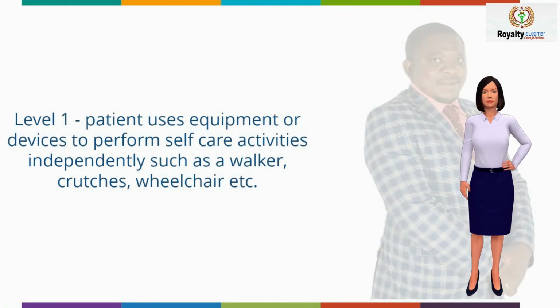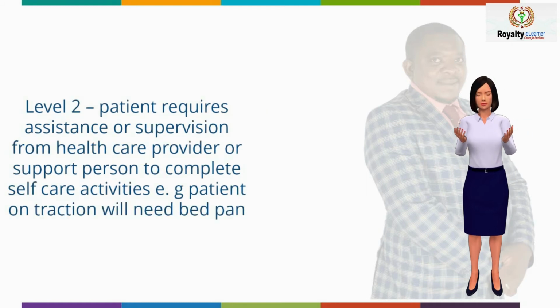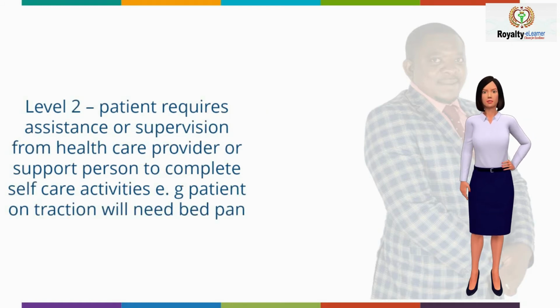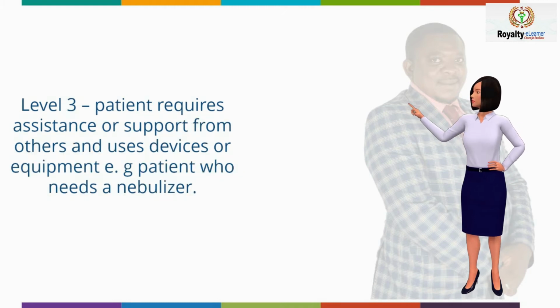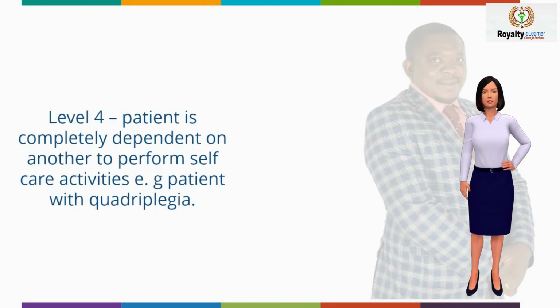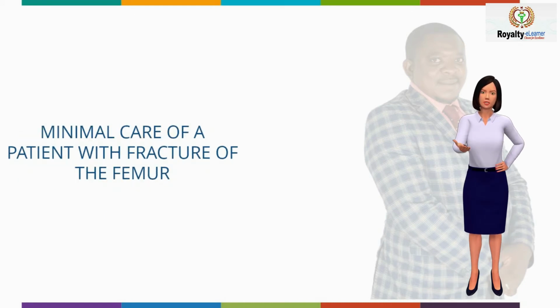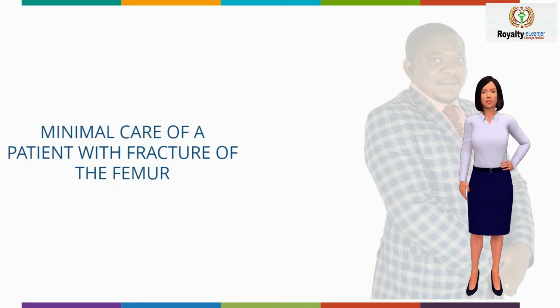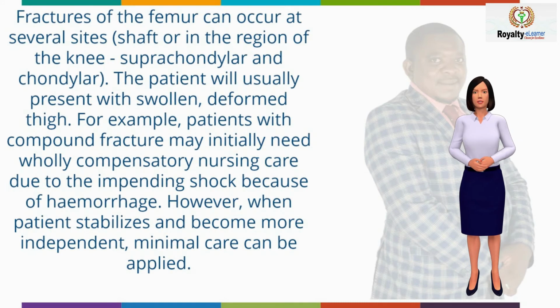Levels of minimal care. Basically, there are 5 levels of minimal care, and these include: Level 0, the patient is independent in self-care activities. Level 1, the patient uses equipment or devices to perform self-care activities independently, such as a walker, crutches, wheelchair, etc. Level 2, the patient requires assistance or supervision from a healthcare provider or support person to complete self-care activities, e.g.